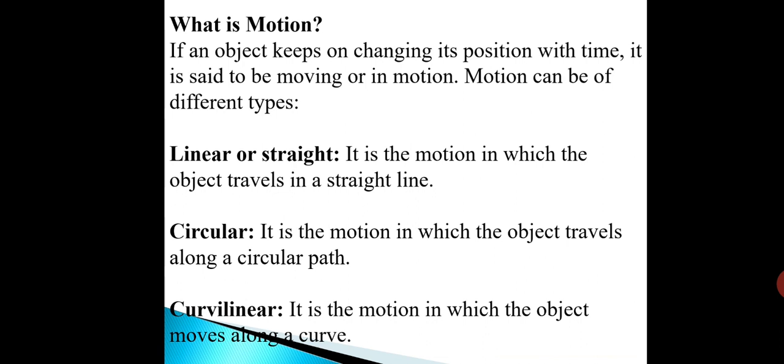This is the motion in which the object travels in a straight line. The second one is the circular motion, when the object moves along a circular path, right? The third one is the curvilinear, in which the object moves along a curve. I showed you that picture and I gave you an example when you throw a ball.